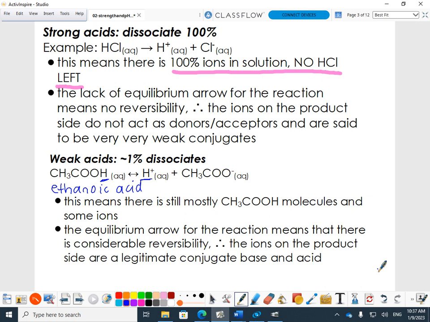Okay, so in this example, this is negative, so it's going to be a good base or a good acceptor. Actually, let's write that better. Hold on.